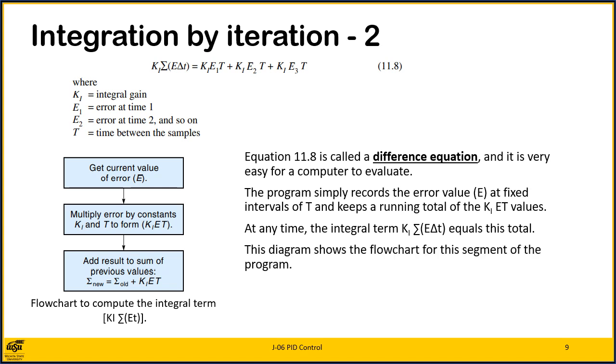This diagram shows the flowchart for this segment of the program. Get the current value of error E, multiply error by constants Ki and T to form Ki E T, add the result to the sum of previous values. Epsilon new is equal to epsilon old plus Ki times E times T.